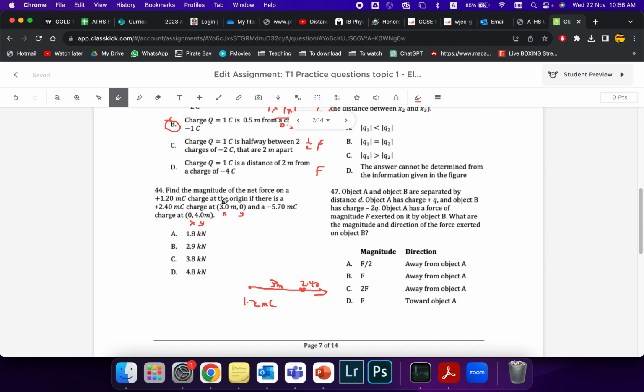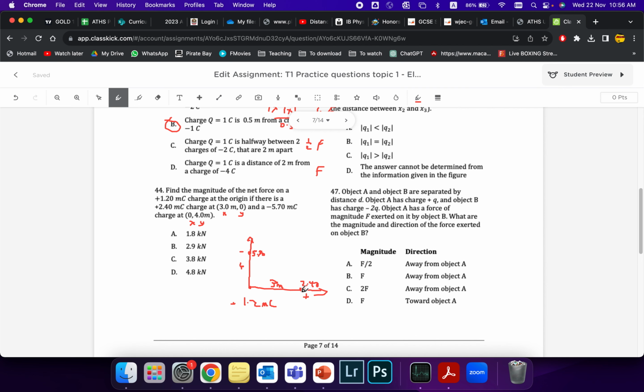The next one says 0, 4. So x is 0, y is 4. That means I'll be up to here somewhere. This will be 4, like that. And this is going to be 5.7. It's technically minus, but I'm only going to use the absolute values for this one. And we need to calculate what happens. You know what? I will include the minus. That's a minus, that's a plus, and this one was also a plus.